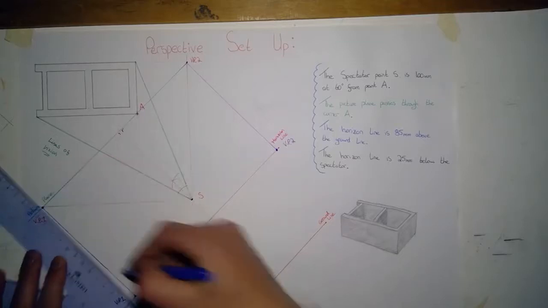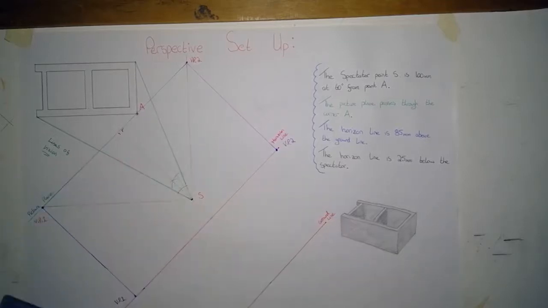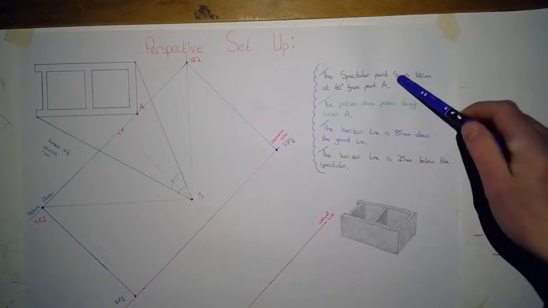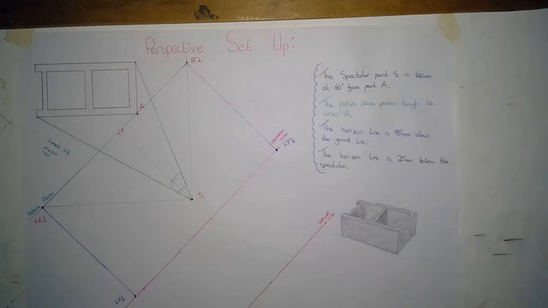Yeah, so that is the setup for a perspective question. And the same setup is going to be carried through for each question. The only difference is the information here, which will be given to you in your exam questions or whatever sort of question you're doing. But this is the basic setup and the common setup for a perspective question, Leaving Cert DCG.